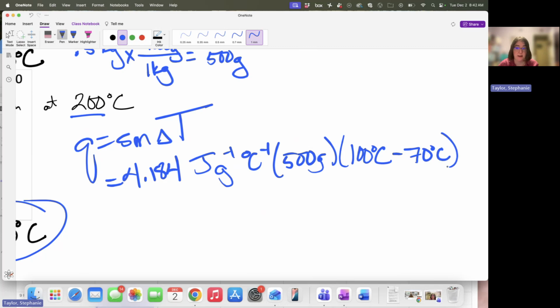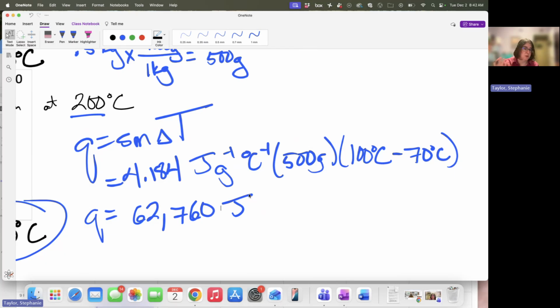I don't have a liquid after that. So you do need to keep in mind what we actually have and what substance you're working with. So then I get a value for Q of 62,760 joules. Because we're going to be dealing with both joules and kilojoules, it doesn't really matter which one you keep, but we'll just leave this in joules for now.